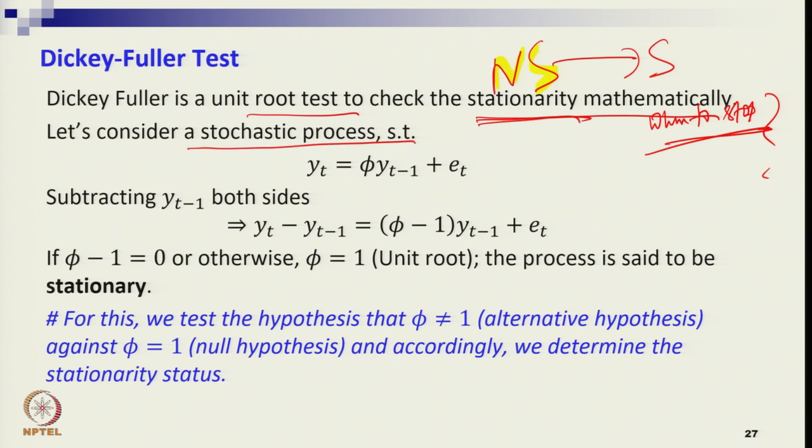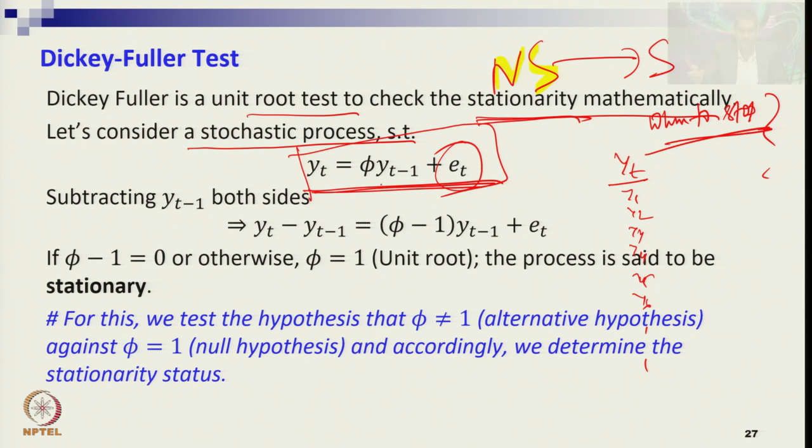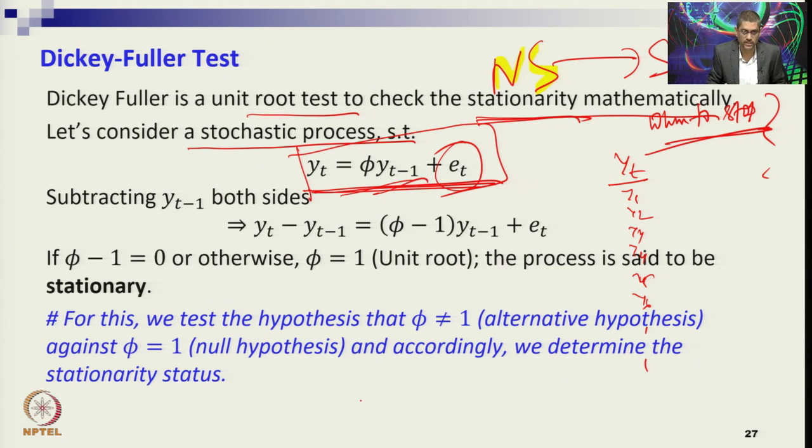Let us consider a stochastic process, your time series data yt: y1, y2, y3, y4, y5, y6, like that, and you can develop a formula like this. This is your error part; for the timing we are not focusing on it. Suppose you have found a correlation, a linear relationship, of the data with past data, the past lag, in your stochastic data process. Now if you subtract yt minus 1 from yt, for example y5 minus y4, you will get this formula.